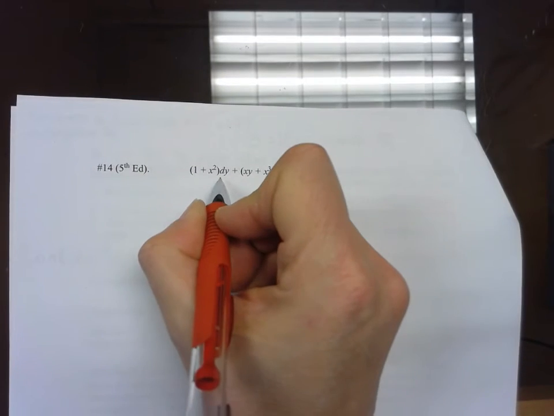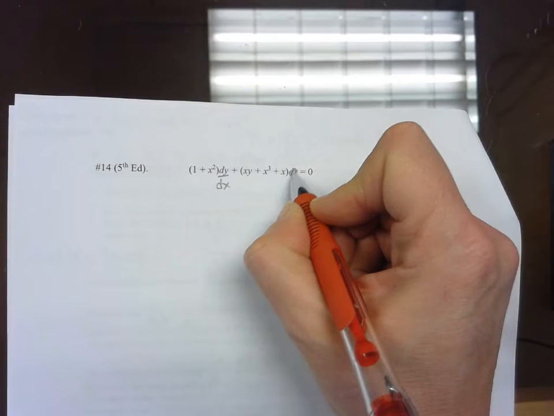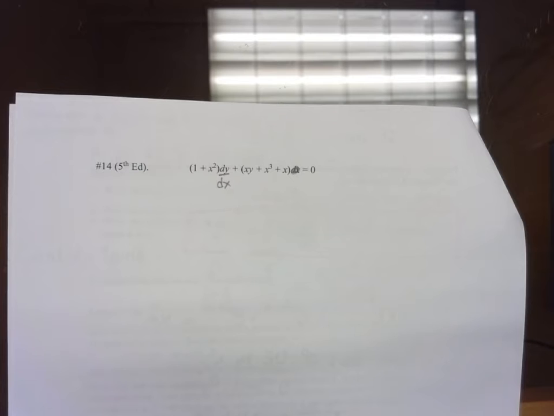Okay. So let's look at problem 14. The first thing I would want to do is get it into standard form. So I definitely want dy dx. I'm just going to go ahead and do that right now. dx, that's gone, equals 0.